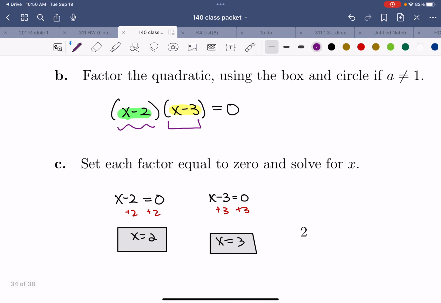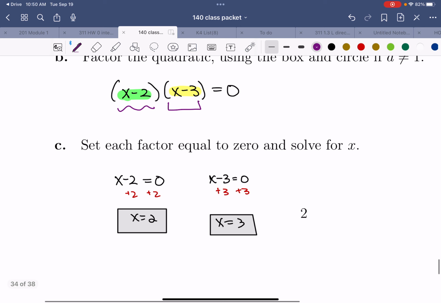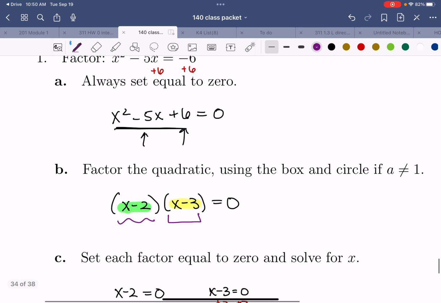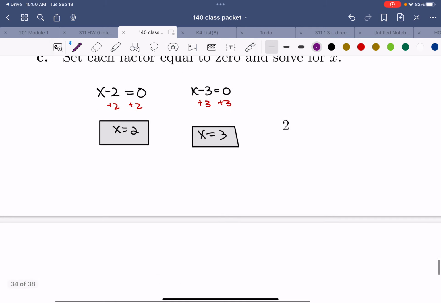So we take each piece and set it equal to 0. Okay, and then we solve. So I should get x equals 2 and x equals 3. And you can go ahead and plug back into the original and see if that actually works. And they should. Okay, so that's factoring.